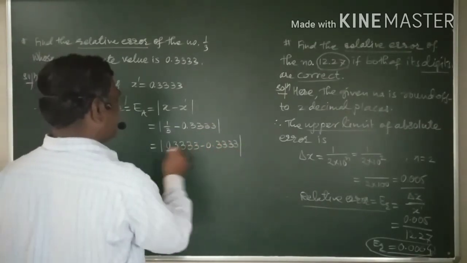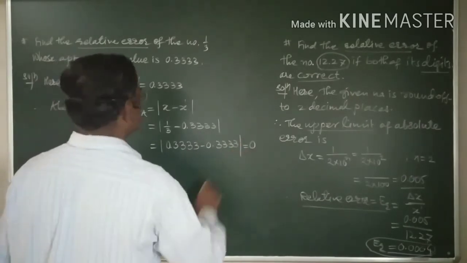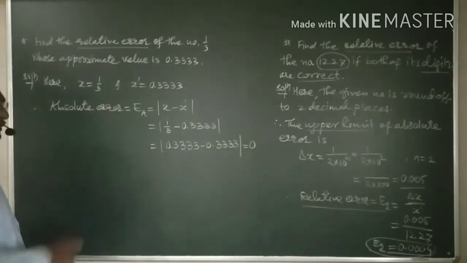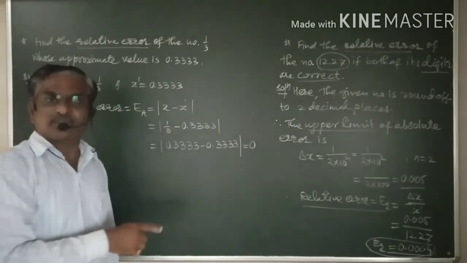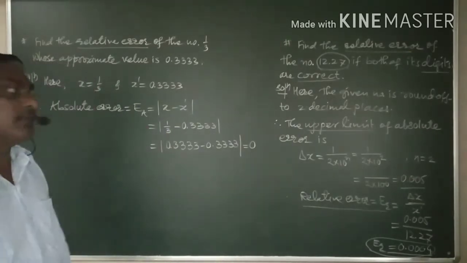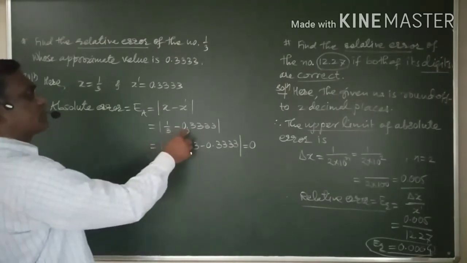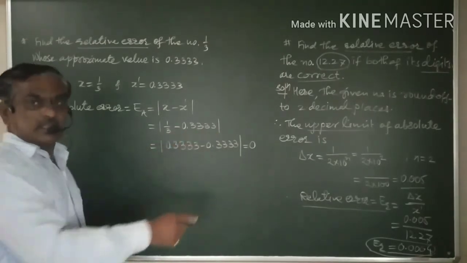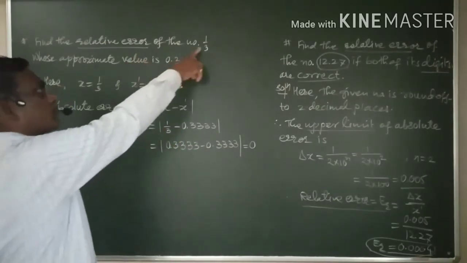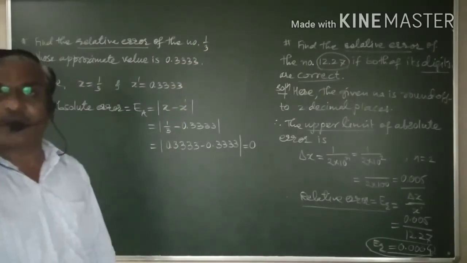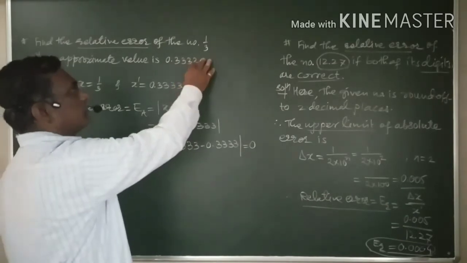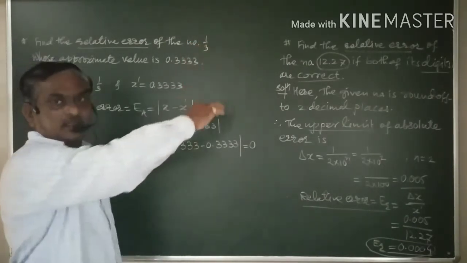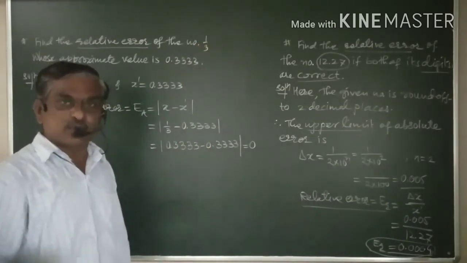What are you getting? It is nothing but 0. And the absolute error, you will get 0. But in actual practice, the absolute error is never 0. Why? Because this 0.3333 is the value of 1 over 3 up to 4 decimal places. You can find out the value of 1 by 3 up to more than 4 decimal places.